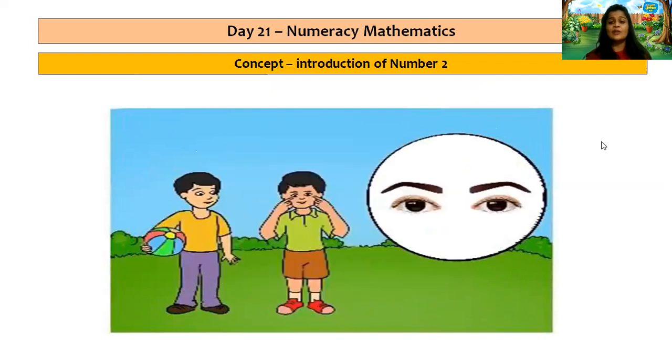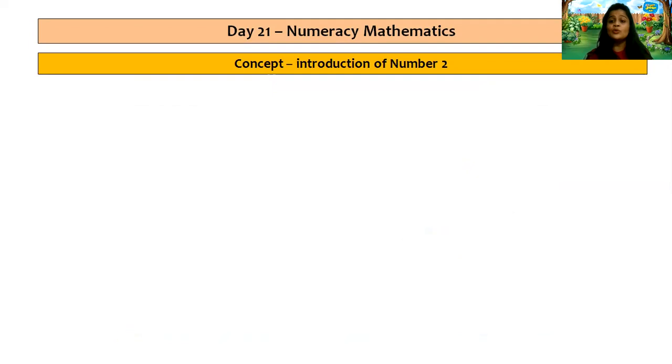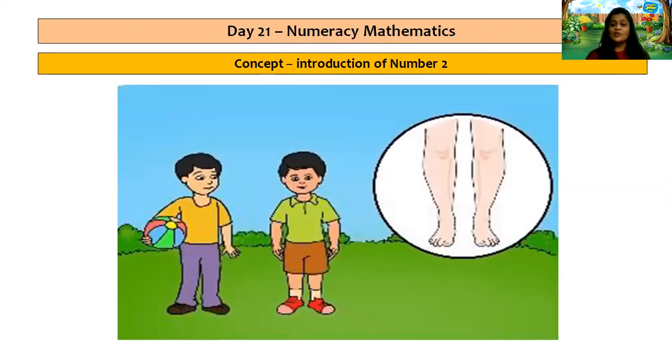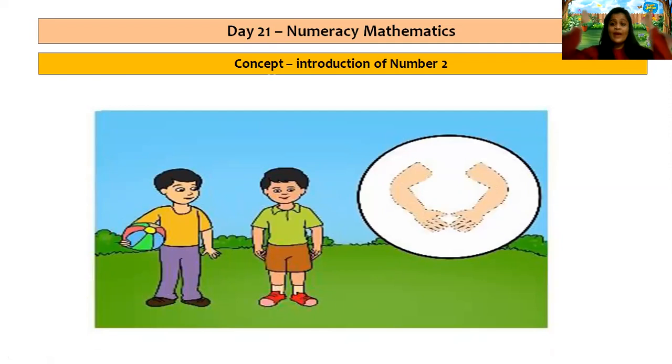Then Sam said, I have 2 eyes too. Come on, see. Let's point to your eyes and count. 1, 2. Then we also have 2 legs, said Raj. See, let's count the legs. Teacher's pointing the cursor. You point on your legs. 1, 2. Yes. And he said, we also have 2 hands. 1, 2. Yes, Raj and Sam were excited.